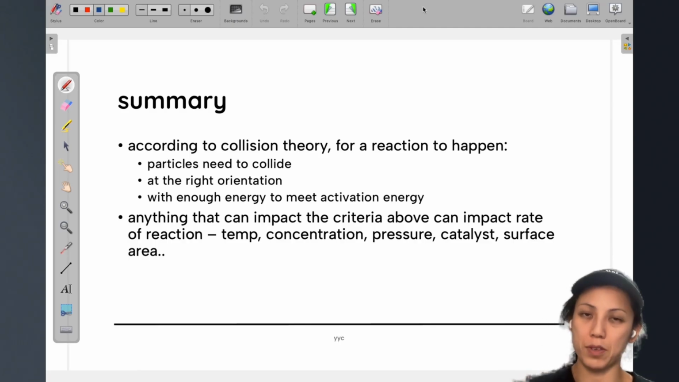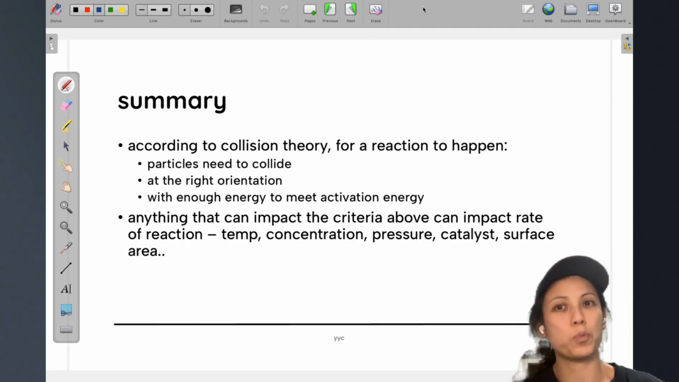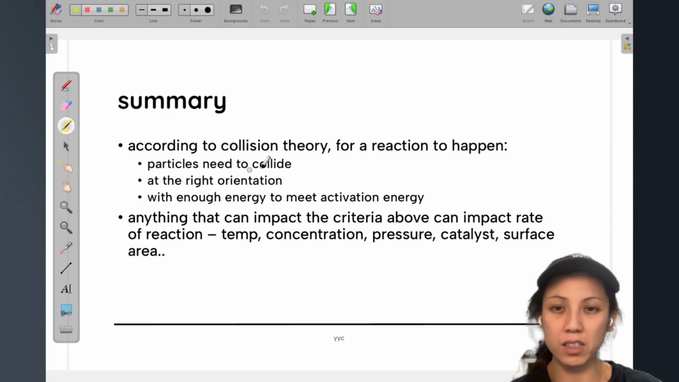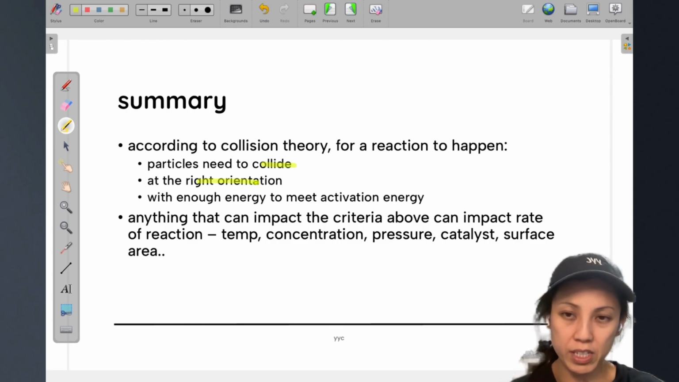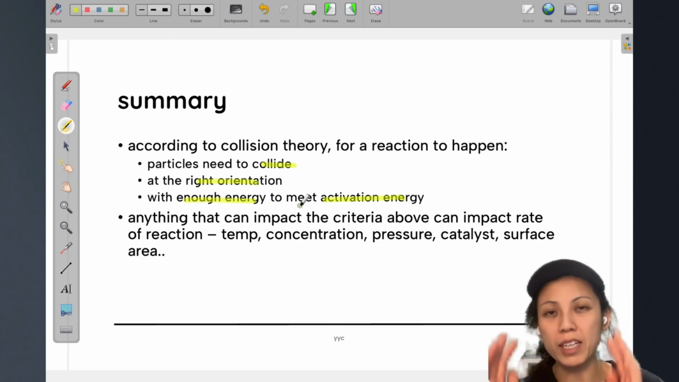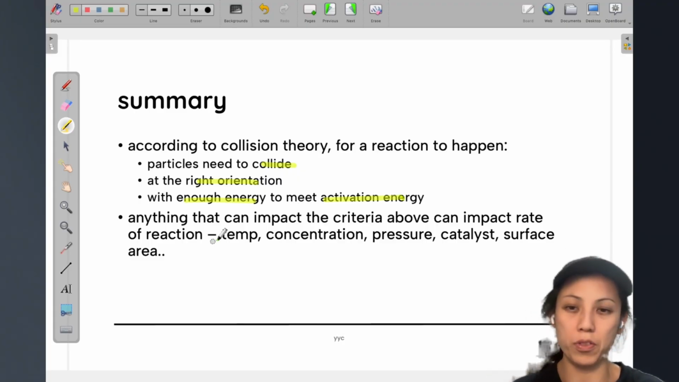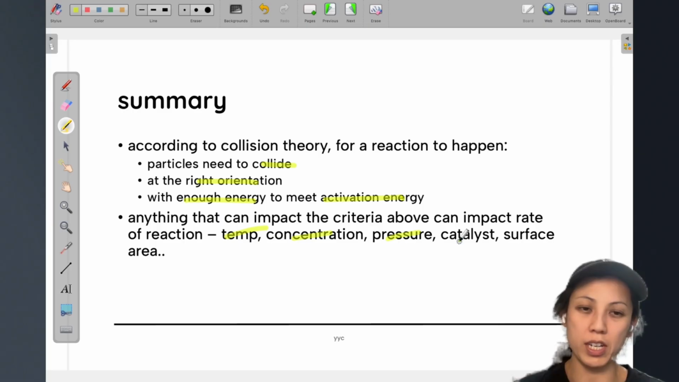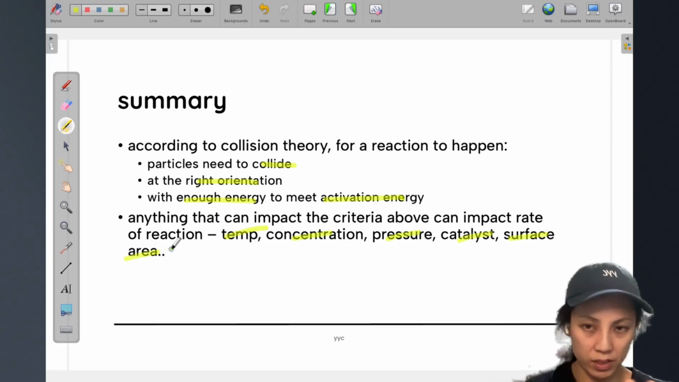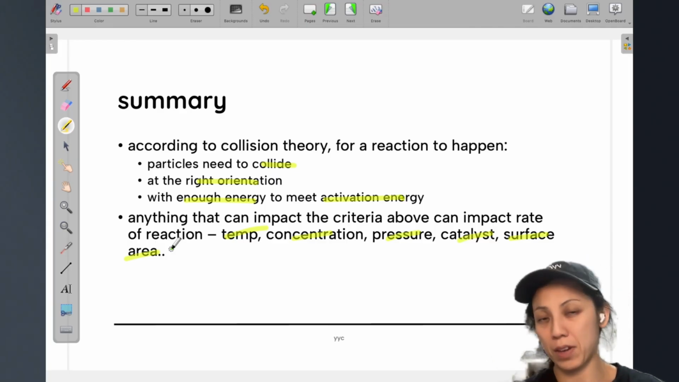So let's summarize everything that we've spoken about here. Reactions don't always occur just because you're putting reactants together. They need to meet some criteria. The particles need to collide. They need to collide at the right orientation and with enough energy to meet the activation energy. Anything that you do that can impact any of those criteria will impact the rate of reaction. So things like temperature, concentration, pressure, catalyst, surface area, all of those things can impact it because they can either impact the collision, they can impact the orientation, or they can also impact the amount of energy you need.